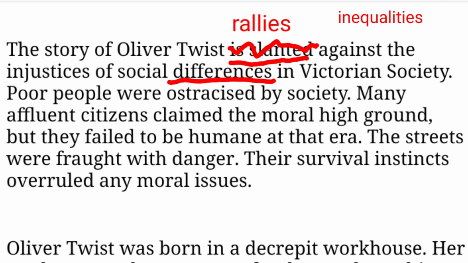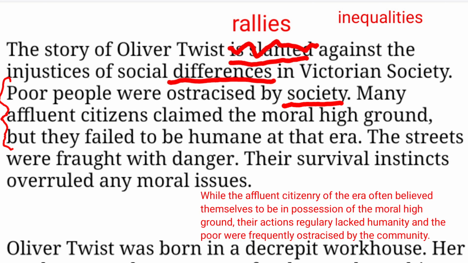So, a couple of things here. I would want to avoid repetition of the word society so quickly after having said society. And I'd want to show that these two or three ideas here are kind of linked. So let's rearrange those two sentences. Let's see if we can make one more concise sentence.